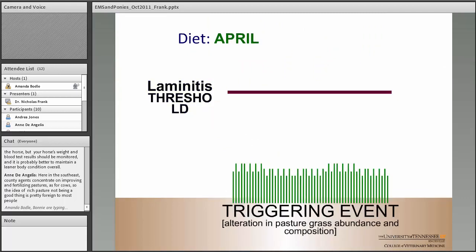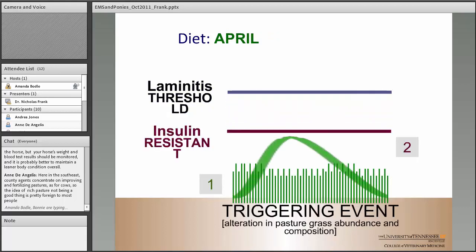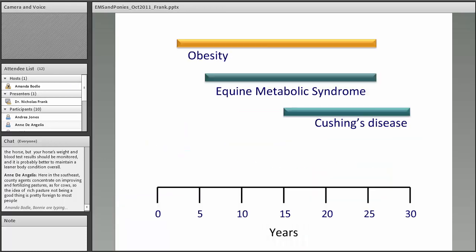So if we look again at this schematic, if we take the diet in April and look at the change in the laminitis threshold, that threshold can go down as the animal becomes more insulin resistant. And finally, another factor that we're getting more and more information about is the changes that occur over time within an individual animal.